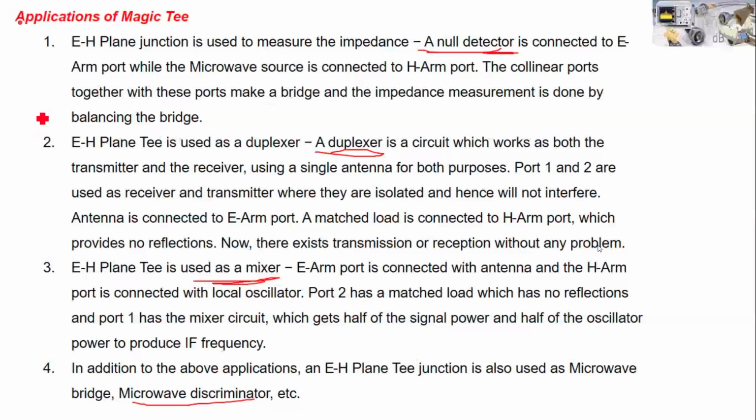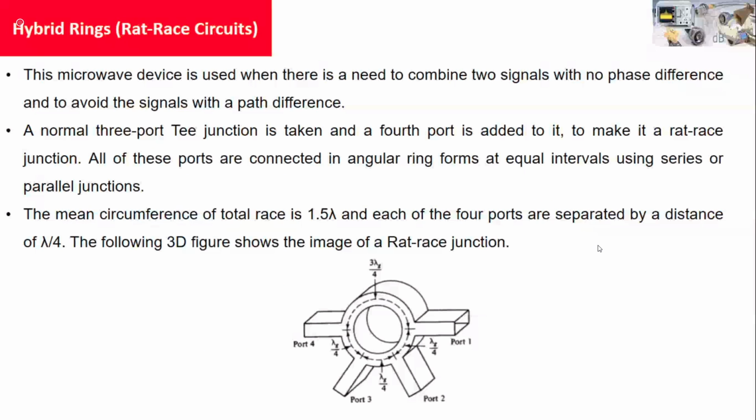Now, analogous to this, when these circuits are connected in a circular manner, what will happen? All these things give rise to another type of hybrid circuit that is called the hybrid ring, or rat race circuit. So this is connected in a circular manner.